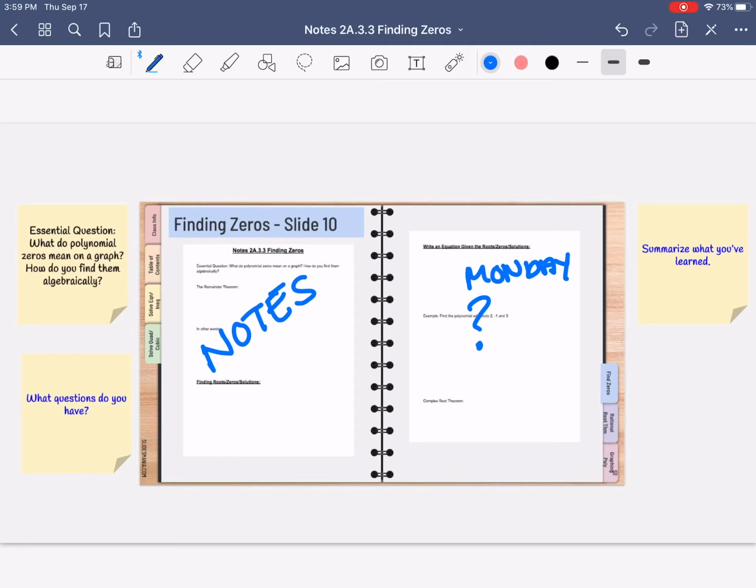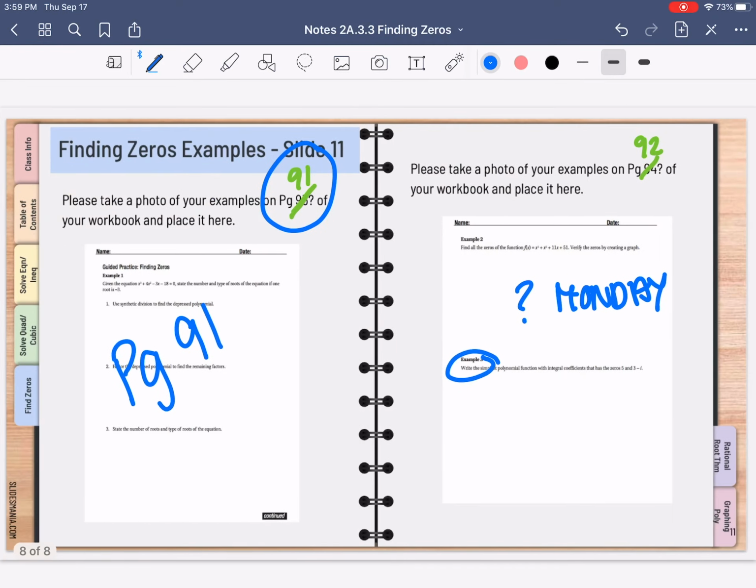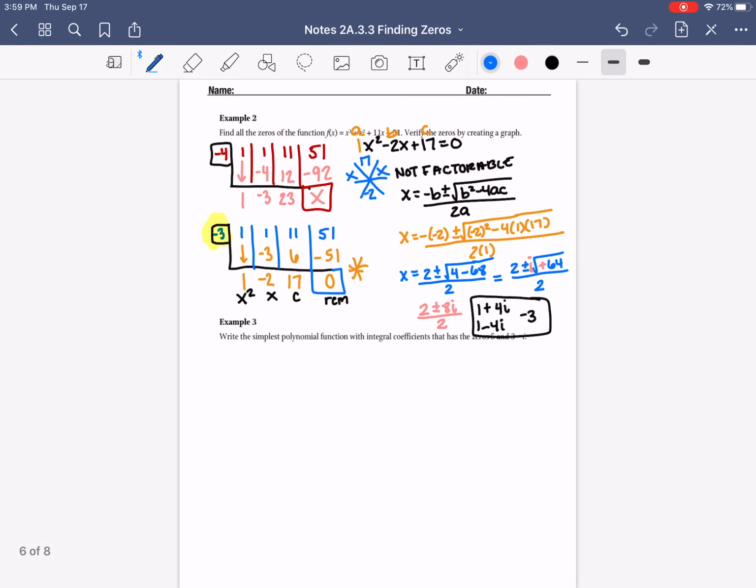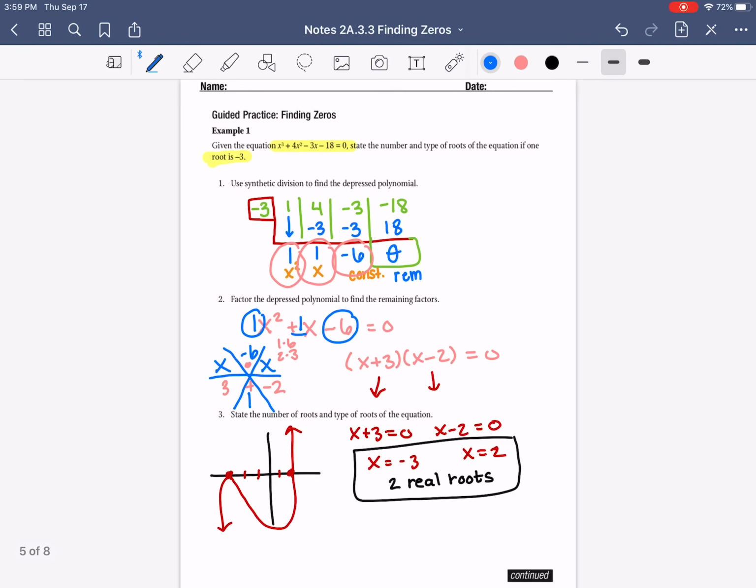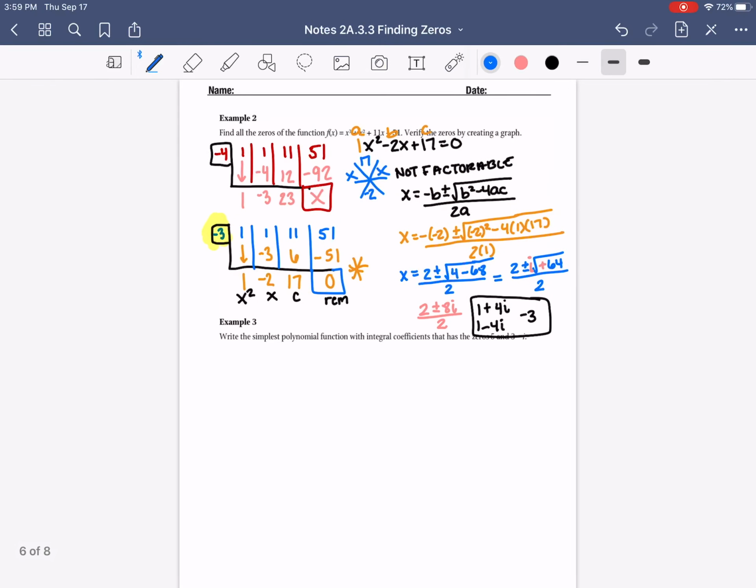But you can put in 2 pictures right now. You can take a picture of the notes part, which goes on slide 10 on the left, and then a picture of page 91 from your workbook, and put it into your digital notebook on slide 11 on the left-hand side. And we'll take 2 more pictures on Monday to put in after we do example 3. Okay, and then your homework tonight is, I think, 5 problems like example 1 and 2. You have a couple problems where they give you a root, you find the depressed polynomial and then solve it, and then you have a couple where you have to do guess and check.